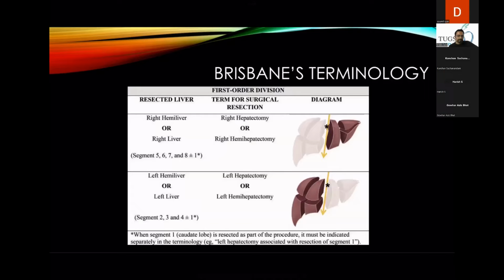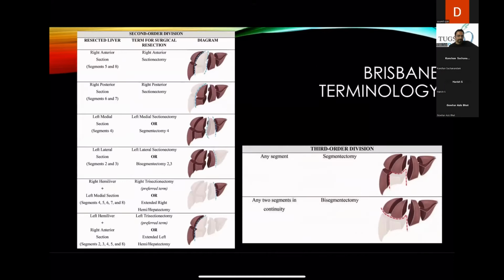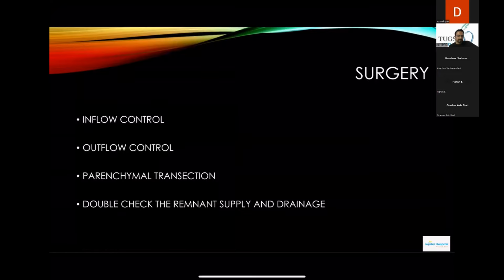So based on the Brisbane terminology, you can go ahead with a formal right or left hepatectomy in the first order division. Based on the second order division, you have sectionectomies. So it can be a right anterior, right posterior sectionectomy, left medial, left lateral sectionectomy. It's all based on the scissurae, the portal scissurae, and the portal pedicles. And based on the third order division, you can go to the pedicle to each segment and do a segmentectomy or a bisegmentectomy. So major hepatectomy involves 3 or more liver segments, and minor is 2 or fewer liver segments.